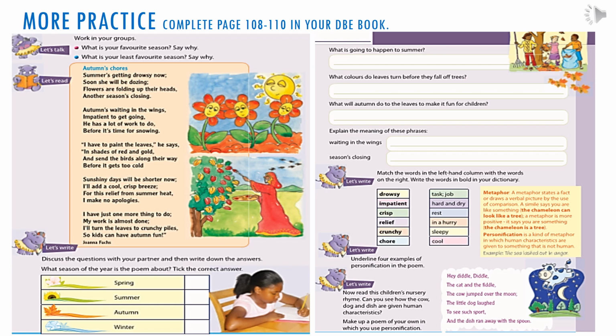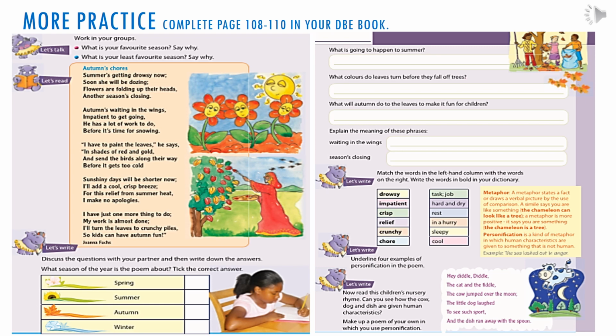"I have to paint the leaves," he said, "in shades of red and gold, and send the birds along their way before it gets too cold." Who's talking in that stanza? It's Autumn. They're making Autumn a person where he's talking and describing what he's doing. So it makes the poem more exciting and it makes it come to life.